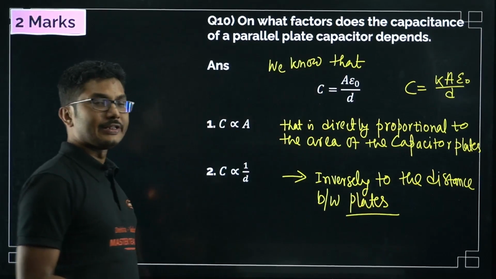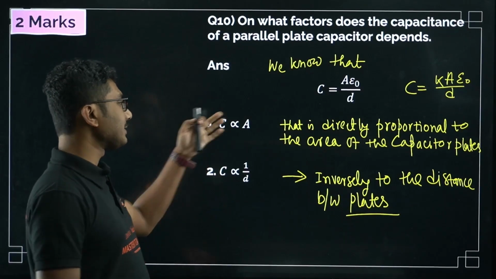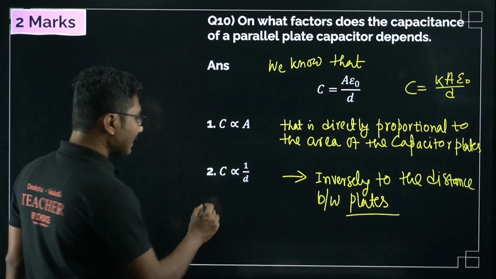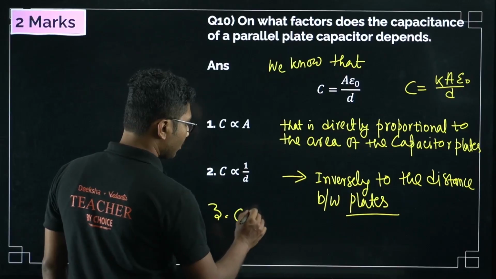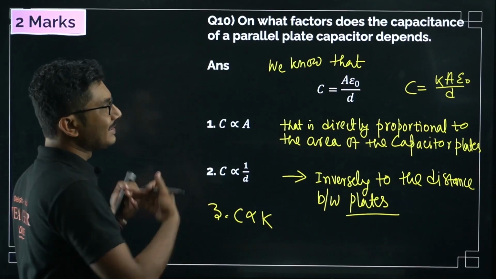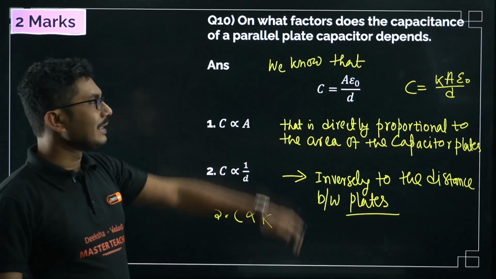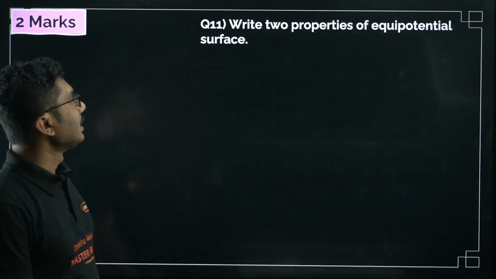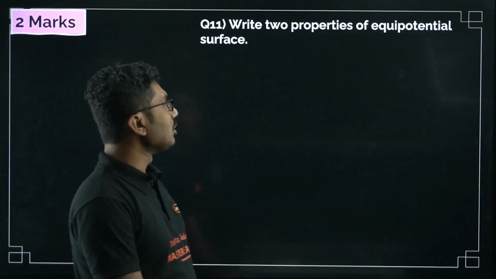So it is inversely proportional to the distance between the plates, directly proportional to the area, and you remember the third point is basically that it is proportional to the dielectric constant between the plates. In case this same question asks as a 3 marker, in that case you have to remember that as well.